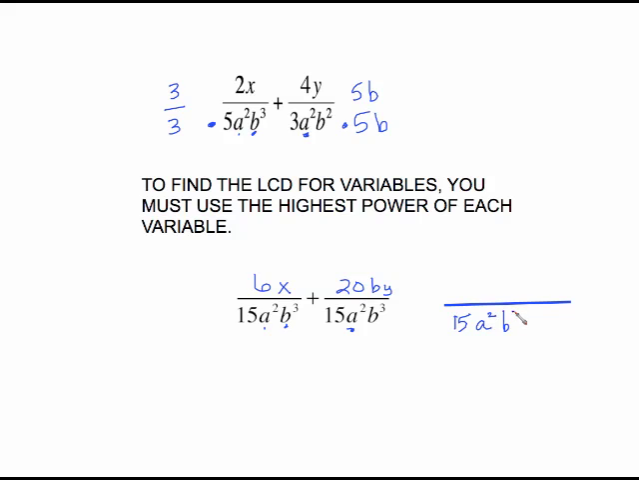The numerators do not have any like terms, so all we can do is write them together in the numerator as 6x plus 20by. Now the real story on this is that we should check to see if the top factors and cancels out with the bottom, like you had to do with dividing rational expressions, but none of these so far have done any canceling, so I have not bothered with the factoring. We'll look at that in another video.